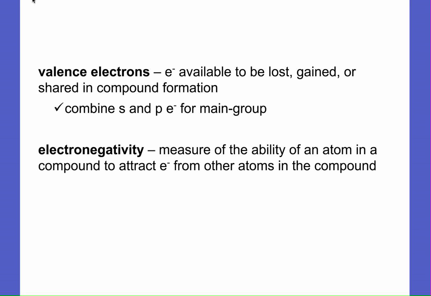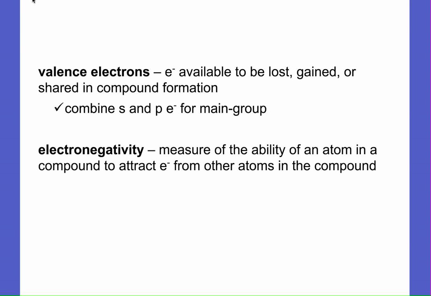So when I talk about magnesium, it has 2 valence electrons because it has 2 electrons in that S sublevel. But sulfur has 6 because it has 2 in S, 4 in P, 6 total. But selenium below sulfur also has 6 because I don't care about those that were in 3D. They would have come before 4P.